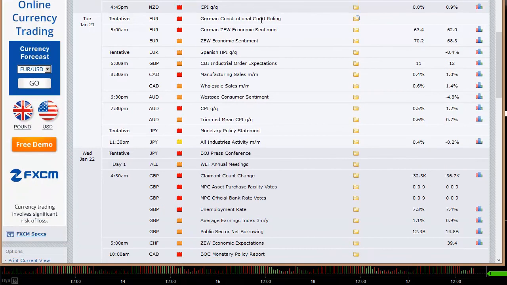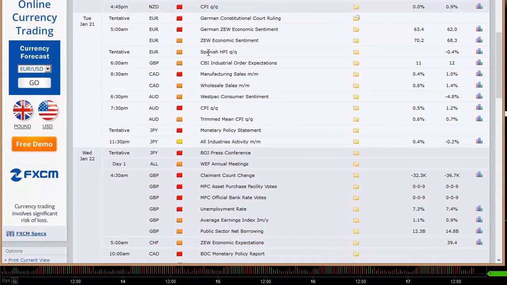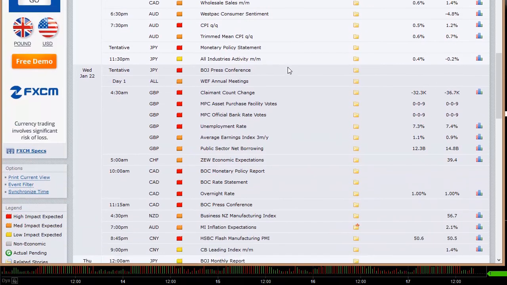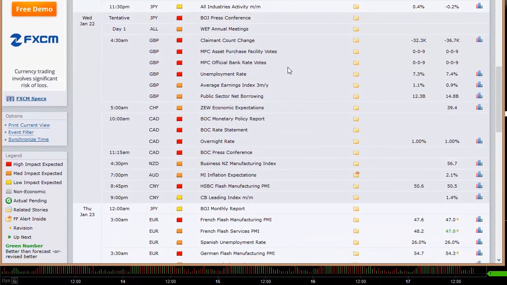German ZEW economic sentiment and the broad European ZEW economic sentiment going to Tuesday. Spanish HPI, CBI industrial order expectations for the UK. Tuesday morning here, Canada's manufacturing sales and wholesale sales. Westpac consumer sentiment out of Australia and their CPI. Japan's monetary policy statement and all industries activity numbers going into Wednesday, along with the Bank of Japan press conference.